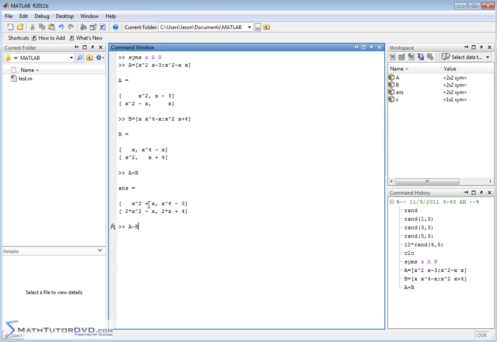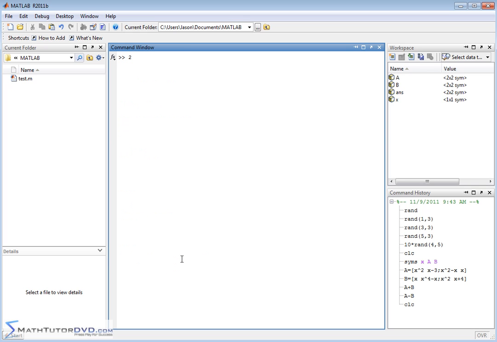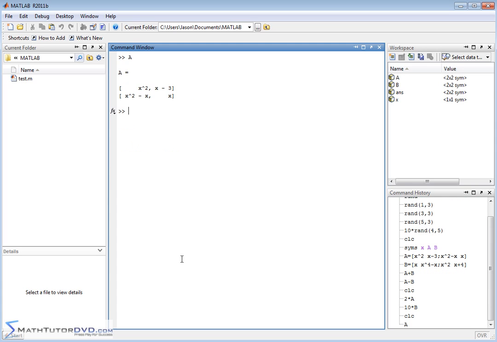I can subtract A minus B, and I'm going to take A and subtract x squared minus x for the first element, and then I'm going to have x minus 3 minus x squared, x to the 4th minus x, and I'm going to get this for that element there, and I'm going to go element by element and subtract. I can take 2 and multiply it by matrix A. I can take 10 and multiply it by matrix B, and I'm going element by element just like you do if it were numbers, but it's treating everything exactly as symbols. So let me put matrix A and matrix B back up here. I can also multiply these matrices because they're both 2 by 2 matrices, A times B.